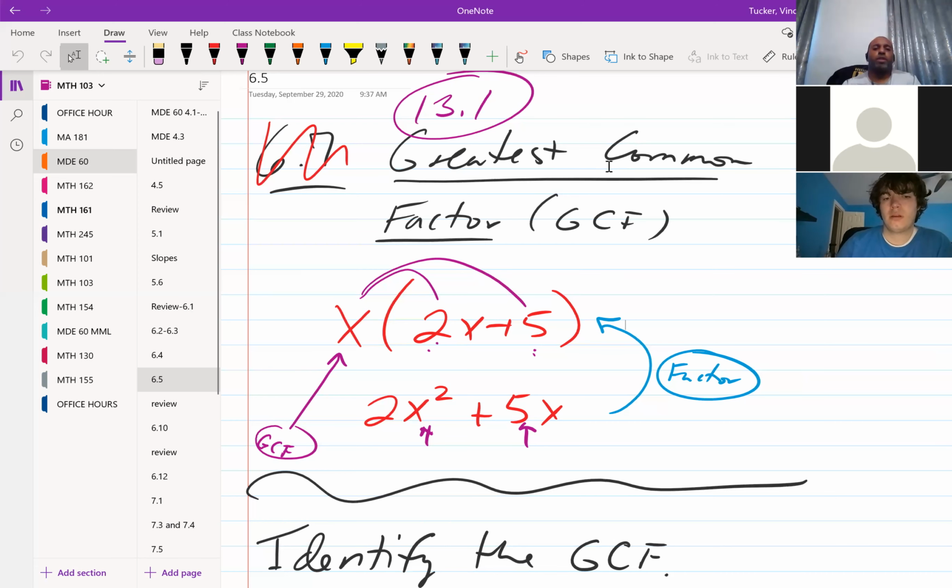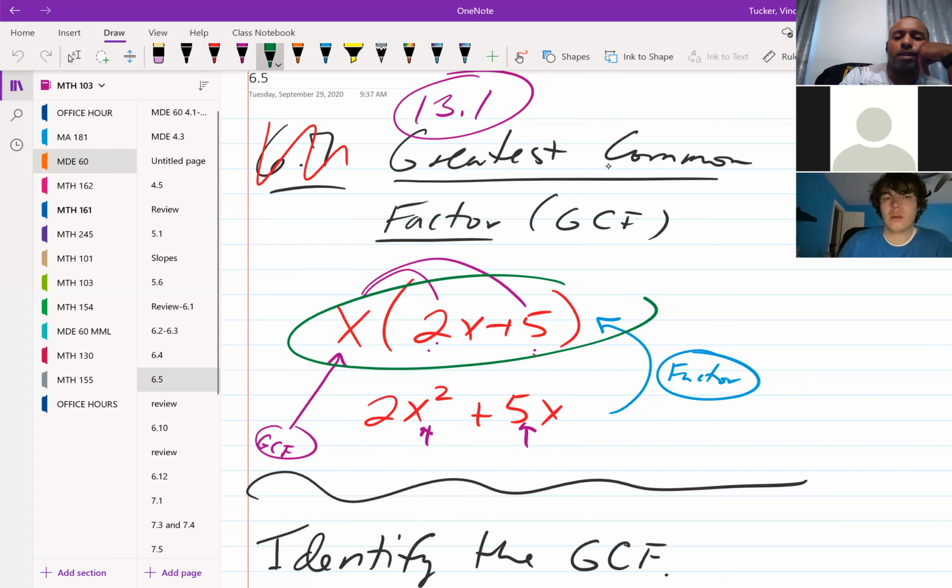So 13.1 greatest common factor. We're getting into factoring. When you look at factoring, factoring is going to be the reversal process of multiplication, or you could say undoing, multiplying out your polynomial.